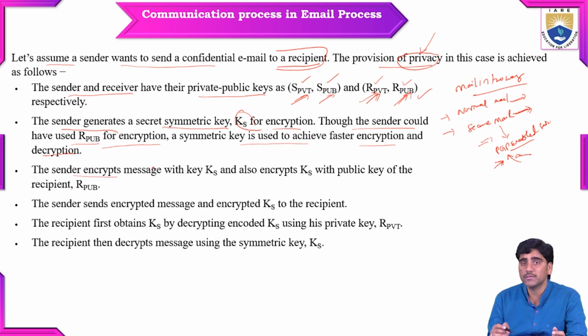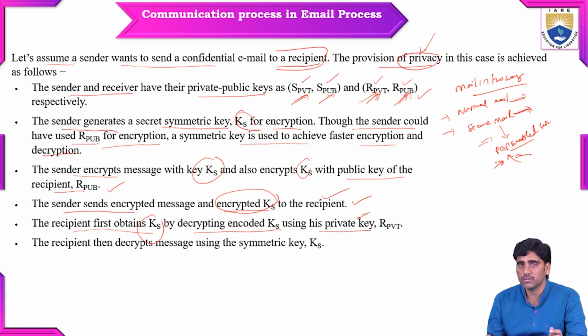So the sender encrypts the message with the symmetric key KS and encrypts KS with the public key of the recipient. Now the sender sends the encrypted message and the encrypted KS to the recipient. The recipient first obtains the key KS by decrypting the encoded KS using his private key, the private receiver key. Then the recipient decrypts the message using the symmetric key KS.